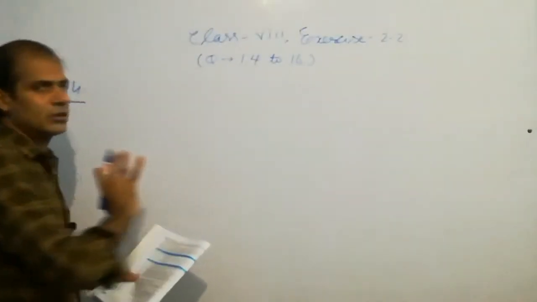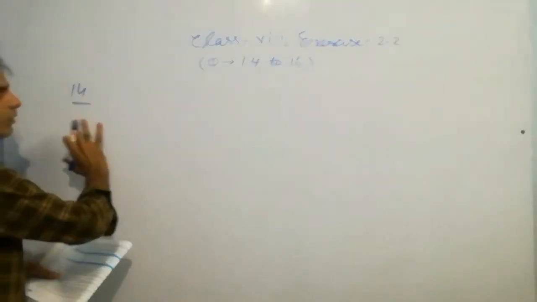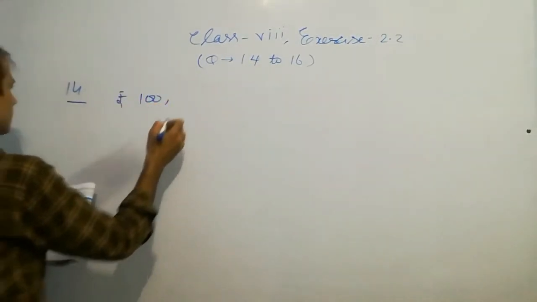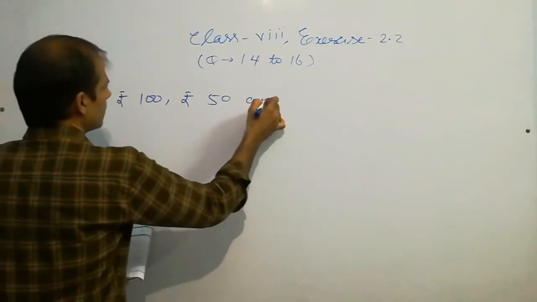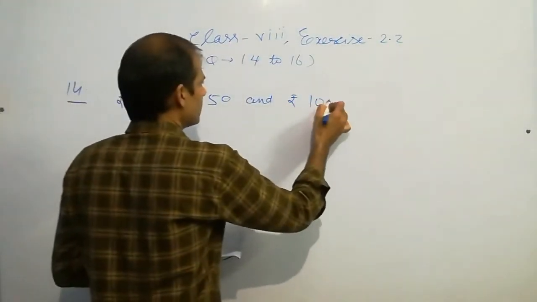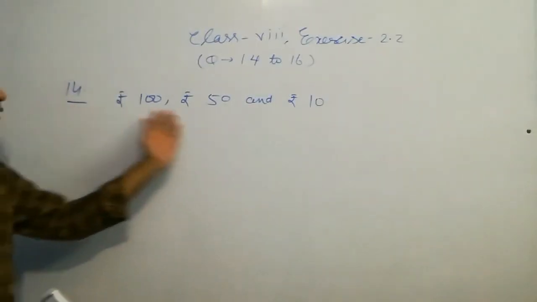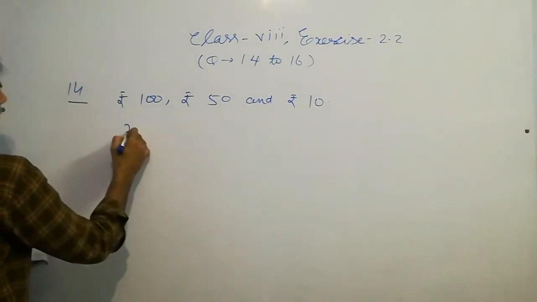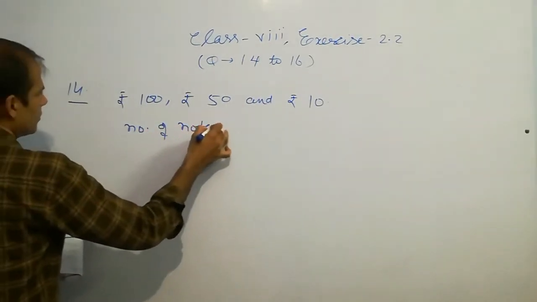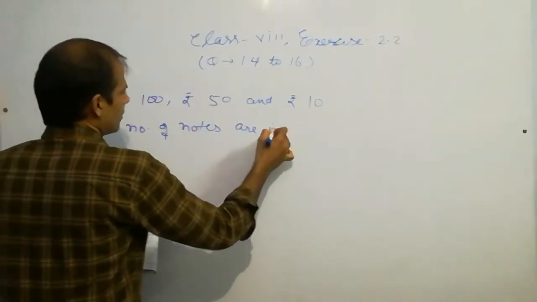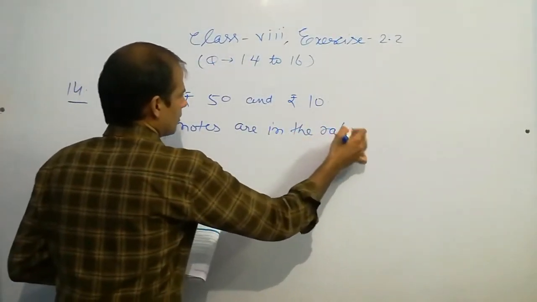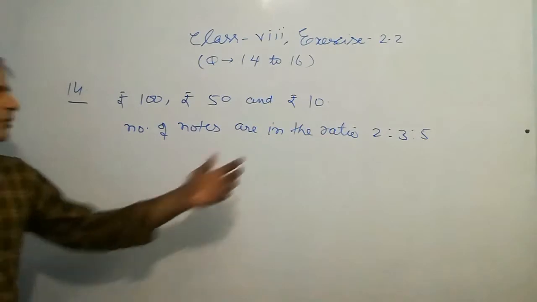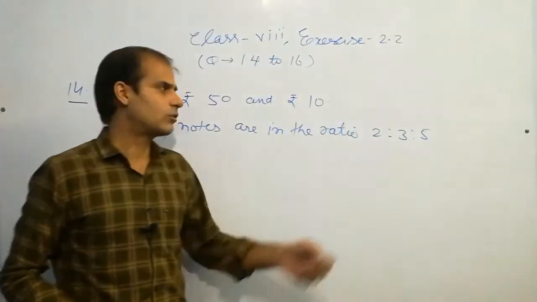I am not writing the question, I will write only the information that is given in the question. Rupees 100, rupees 50 and rupees 10. She has some notes of these denominations and the number of notes are in the ratio 2, 3, 5. These are not the number of notes, actually these are the ratio.